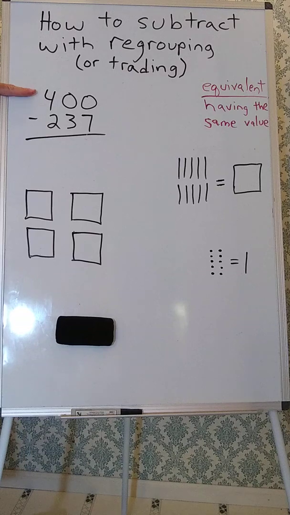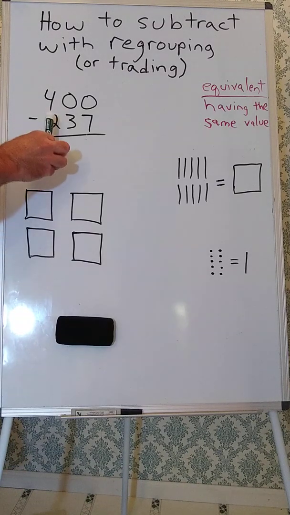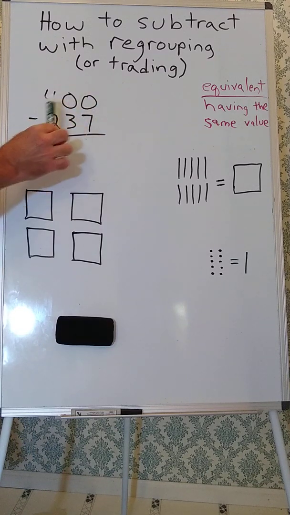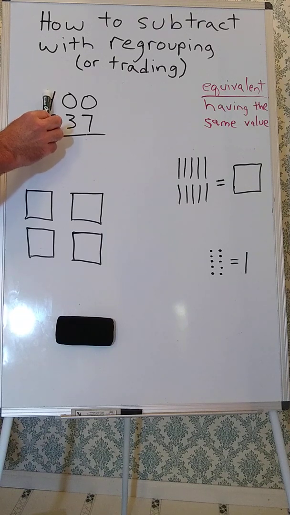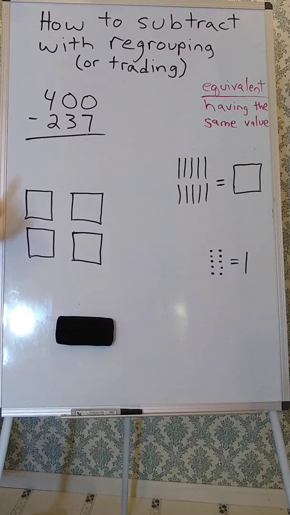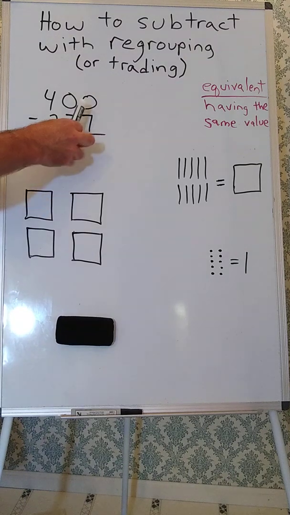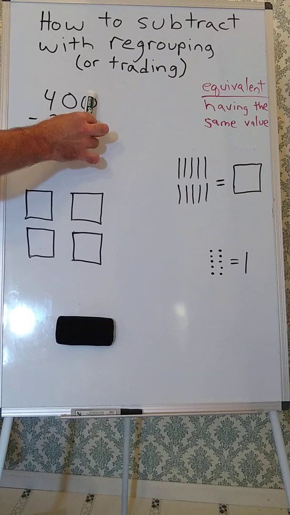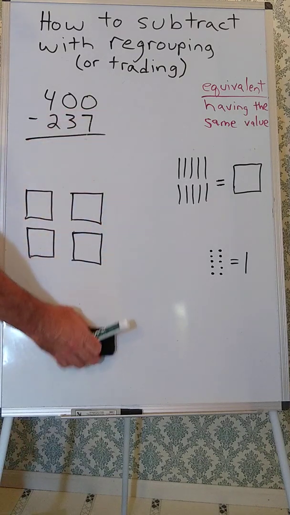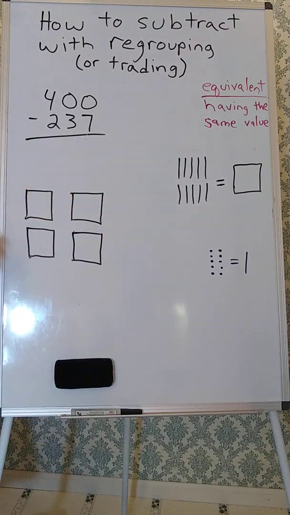Okay, we're going to look at the problem 400 minus 237, where we're taking 2 hundreds, 3 tens, and 7 ones away from 400, or 4 hundreds, 0 tens, and 0 ones. We're going to start in the ones place, and so we need to take 7 ones away from 0 ones. So we don't have any ones. We can see that here, and we also see that here in our picture of our representation of 400.